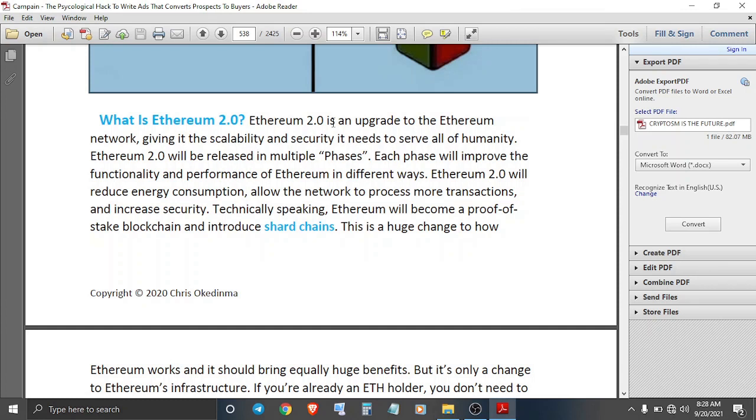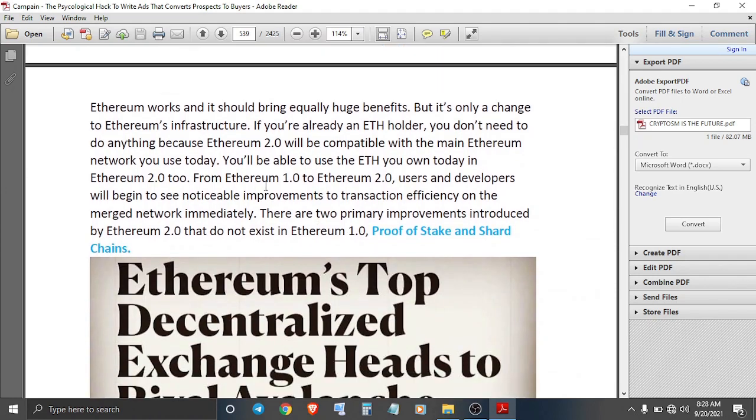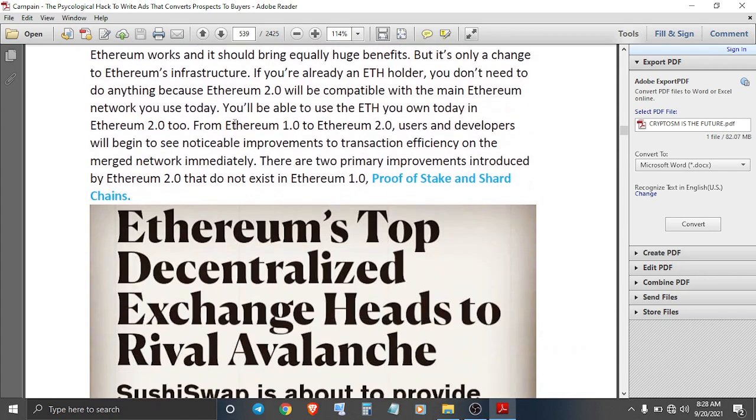Now Ethereum 2.0 is an upgrade, like I said earlier, to the Ethereum network, giving it scalability and more security, the scalability it needs to serve all humanity. Now 2.0 will be released in multiple phases, I think they're up to like 5 or 6. Now we spoke about this 2.0. I think I didn't speak much about it in this, but there is one thing I want you to understand here with the 2.0. Just this diagram proves everything, but let's talk a little from it.